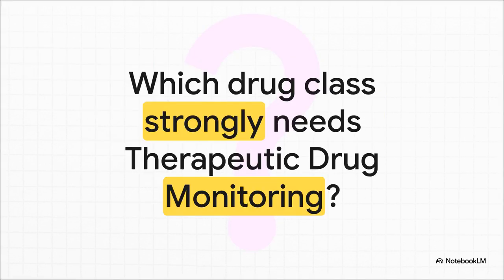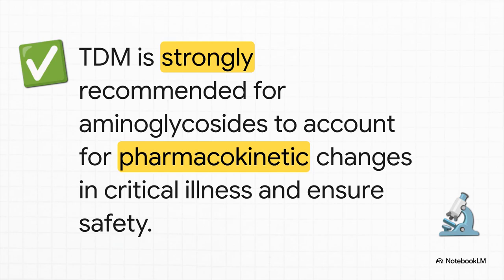All right, last one, a pharmacology question. For which of these antibiotic classes is TDM strongly recommended when you're treating a septic patient, specifically because their pharmacokinetics are so unpredictable? Is it A, macrolides, B, fluoroquinolones, C, aminoglycosides, or D, tetracyclines? And the correct answer is C, aminoglycosides.